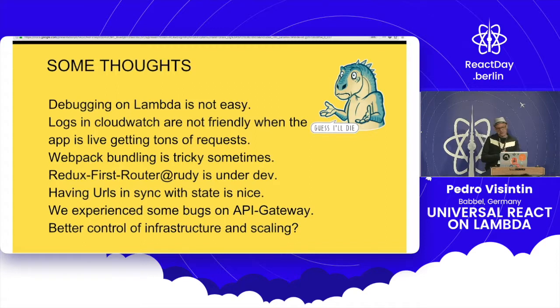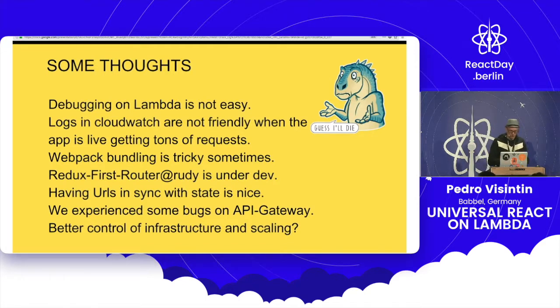So, final thoughts about this experiment that we have right now: debugging in Lambda is not easy. The logs in CloudWatch are not friendly at all. When you are testing some requests, that's fine, but when we have thousands of requests, tracing them inside the CloudWatch log is not easy. So we have to be aware of that. Webpack building sometimes is tricky. It's not friendly.